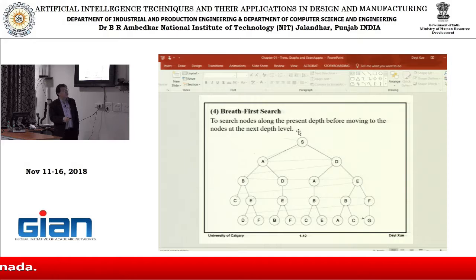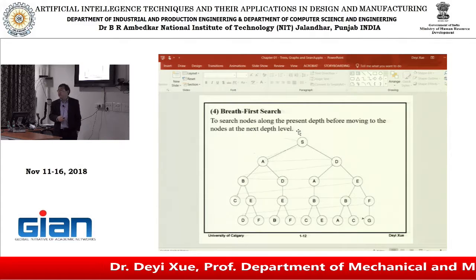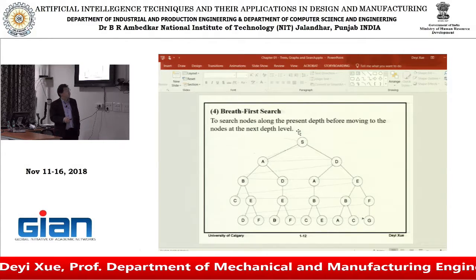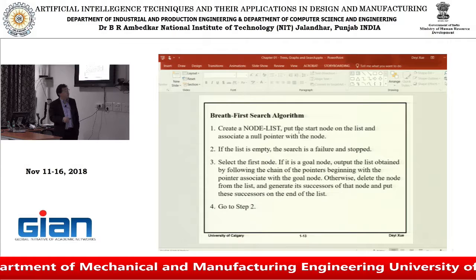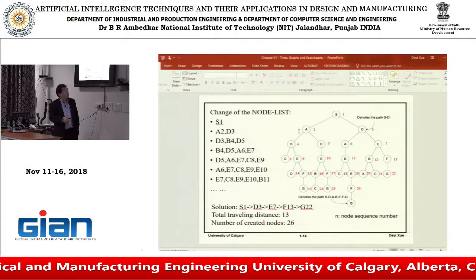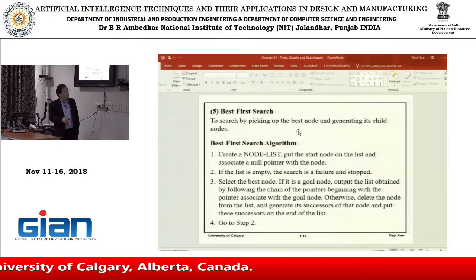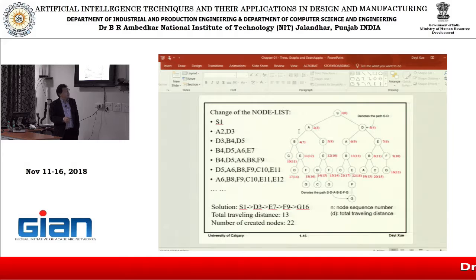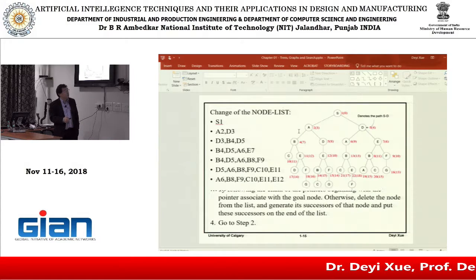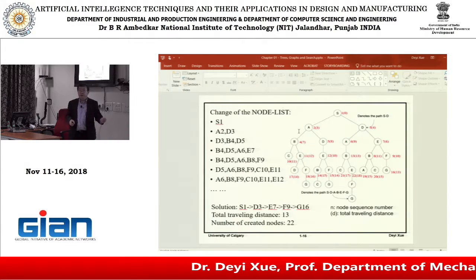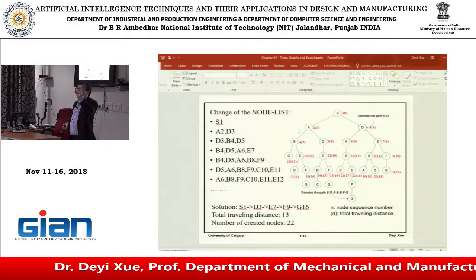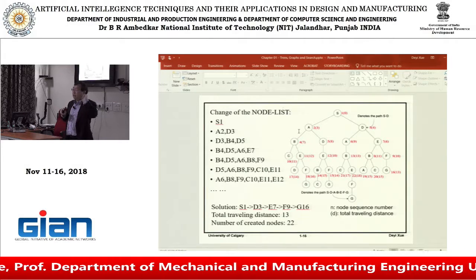Breadth first search, the similar one. So you know you search in this way. It's called the breadth first search. Best first search, that means it's still search, but each time you get the best one to generate subnodes.